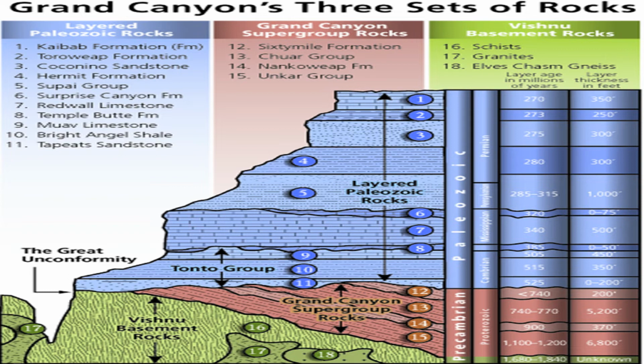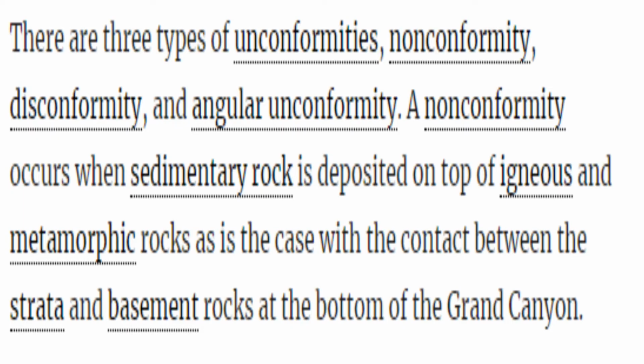The unconformity you are most familiar with is likely the one in the Grand Canyon between the Vishnu basement rocks and both the Grand Canyon Supergroup and the newer Paleozoic rocks. Often ignored, though, by pseudoscience, is a second unconformity here between the Supergroup and Paleozoic rocks. Moving forward, there are 3 types of unconformities.